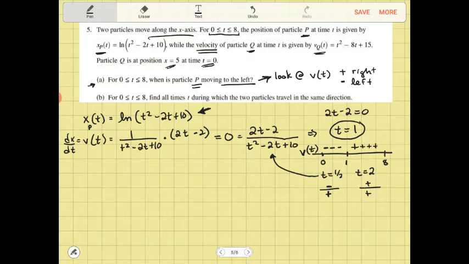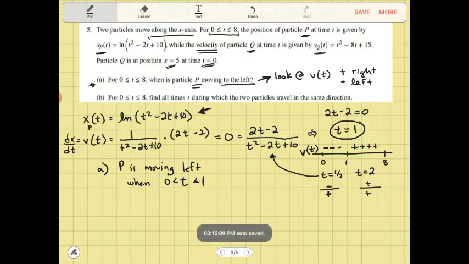So then, to answer question A, particle P is moving to the left in the interval between 0 and 1. That should be less than or equal. There we go. Okay, let's see if we can answer part B.